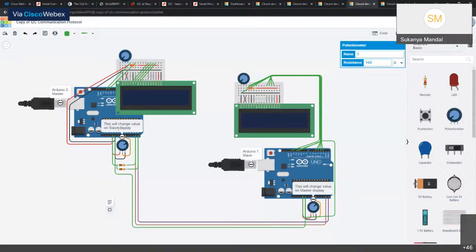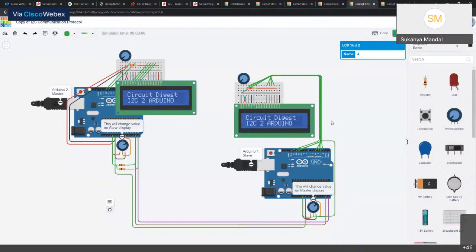And what happens is, once we change the potentiometer reading here, this will display on the slave. This change value will be displayed on the slave. And once we change the potentiometer value here, this change in value would be displayed on the master, which is this one, and slave is this one.